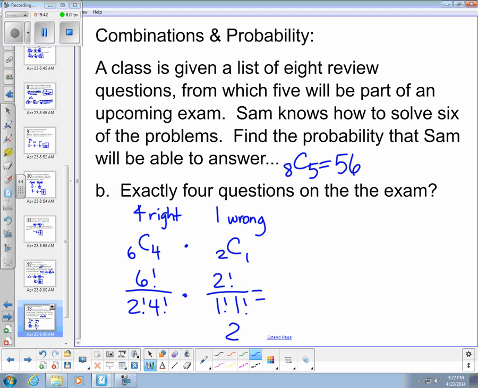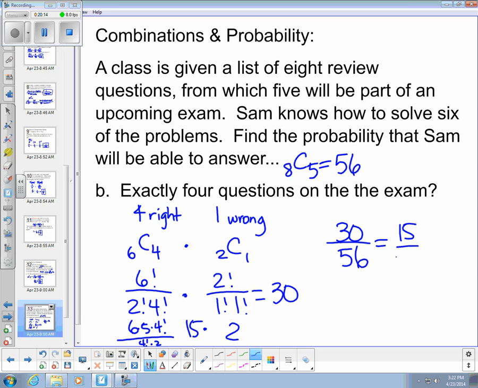Okay, so this is going to be 6 factorial, or 6 times 5, and then the 4 factorials will cancel. And 6 times 5 is 30, divided by 2 is 15. So 15 times 2 is going to give us 30 possible ways that he can get exactly 4 questions right on the exam. So our probability is 30 out of 56, and that reduces to 15 out of 28. Okay, so he's got a little bit better chance, around half a chance, of getting exactly 4 questions right on the test.